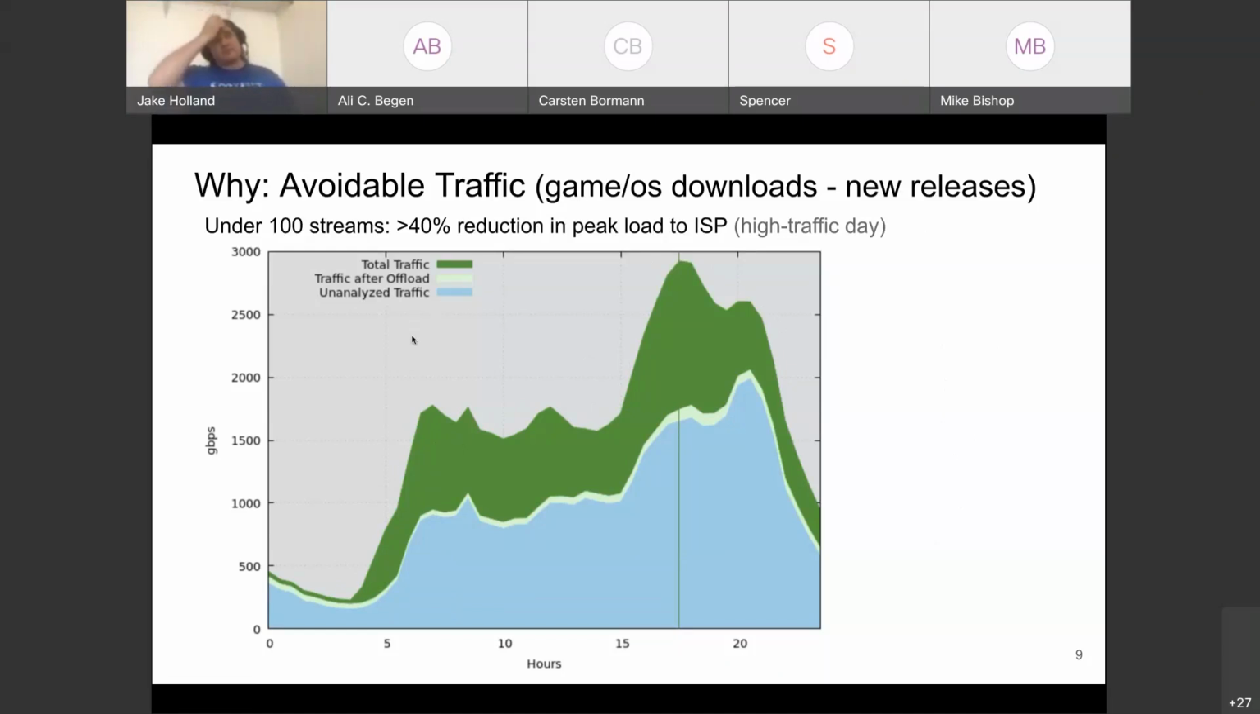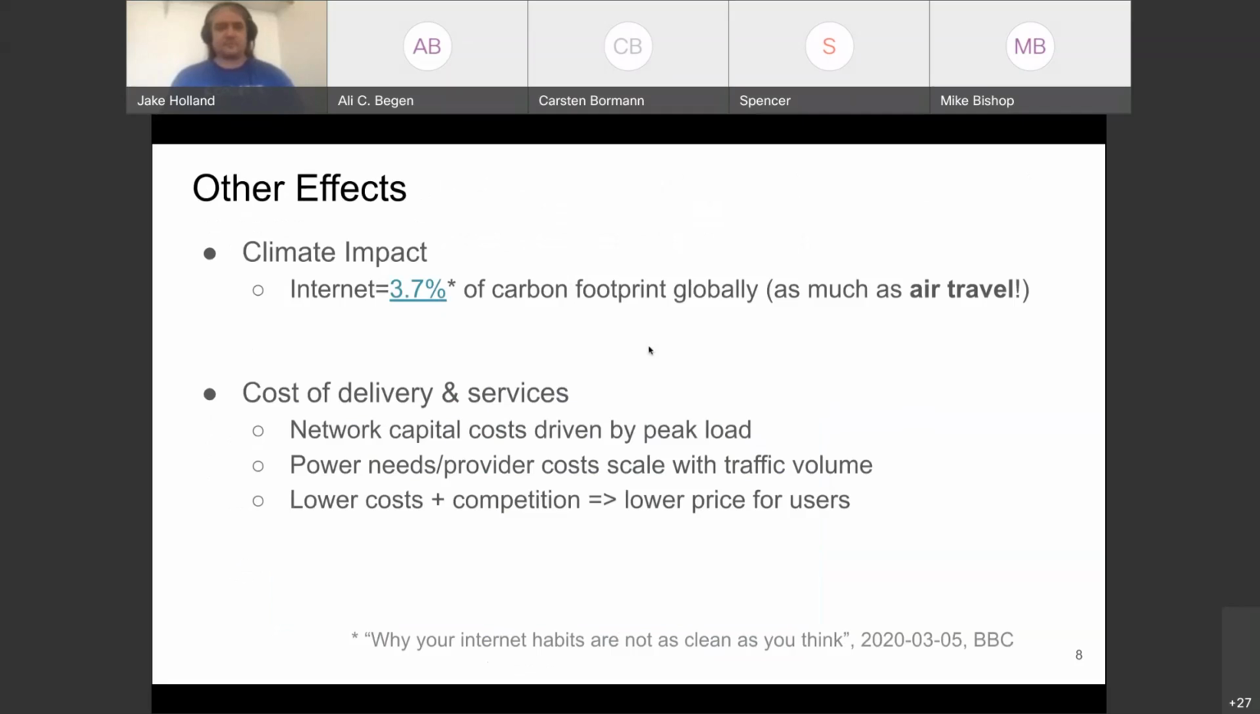That's a good question. I would refer you to the article that's linked there. Can I back up? I gave the title, "Why Your Internet Habits Are Not as Clean as You Think." That was my interpretation. It's mostly driven by power usage, especially the long transit links, which are more power heavy than people realize. Some of that is addressed by caching. I don't know of other factors. There's also cooling, which is indirectly affected by power usage.